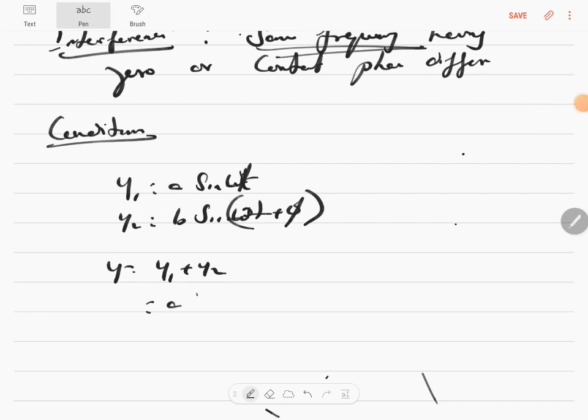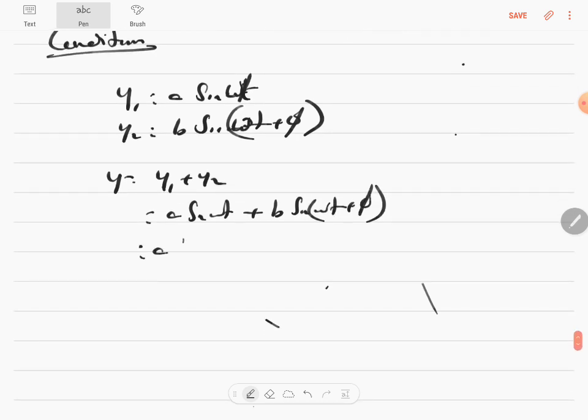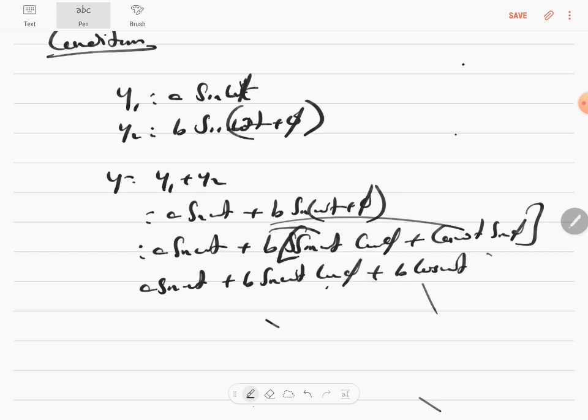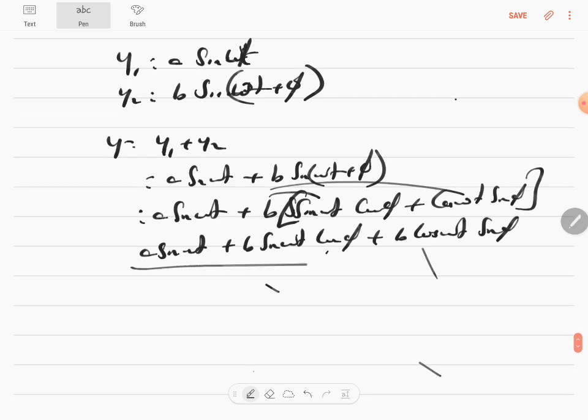Okay, a sin ωt plus b sin(ωt plus φ). So then expand this. So you get a sin ωt plus b [sin ωt cos φ plus cos ωt sin φ]. Now take the b inside: a sin ωt plus b sin ωt cos φ plus b cos ωt sin φ. Now you can take these two because you have sin ωt common in this.